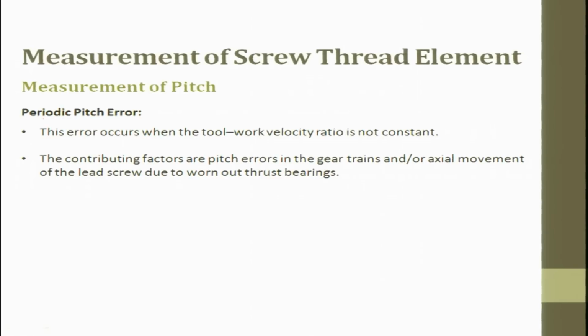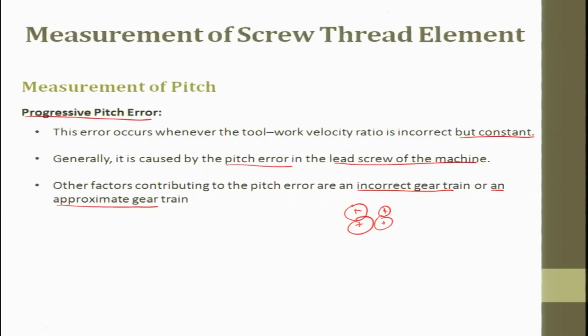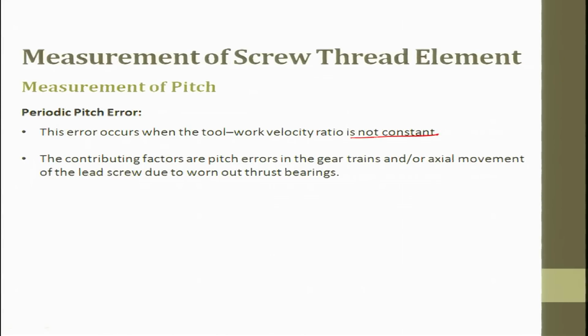Next one is called periodic pitch error. This error occurs when the tool work velocity ratio is not constant. In the previous one, it is constant, but incorrect. Progressive pitch error is constant but incorrect. So, what is constant? Tool work velocity. It is constant for progressive. In periodic, it is not constant.